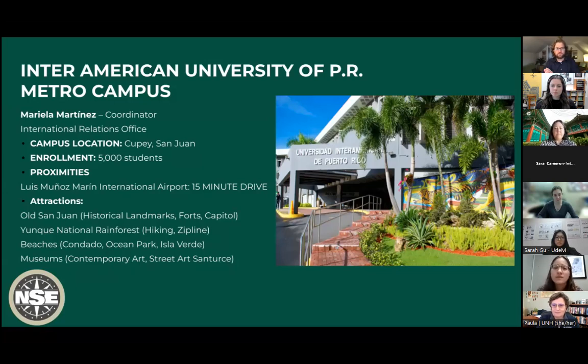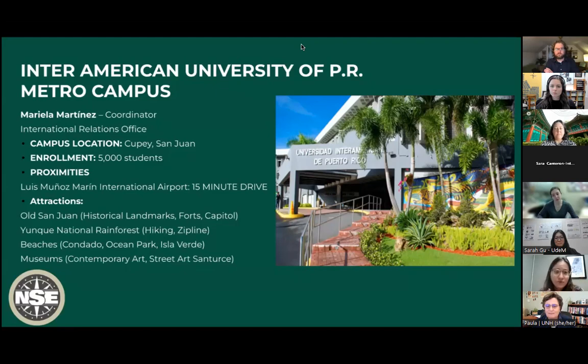The enrollment is approximately about 5,000 students. When I said it's pretty centric, as you can see in the presentation, the international airport is about a 15-minute drive from us. Students that come here to the Metro campus need to be ready to explore, be open-minded to explore its diversity, the outdoor recreations, its diversity in culture and history.